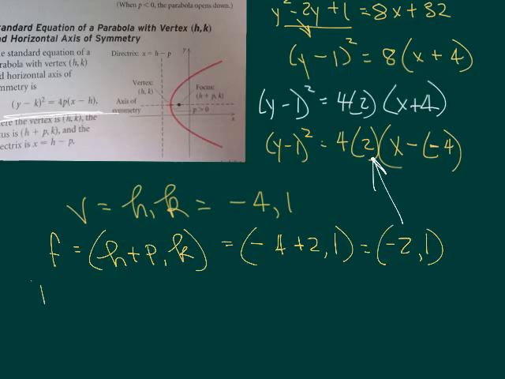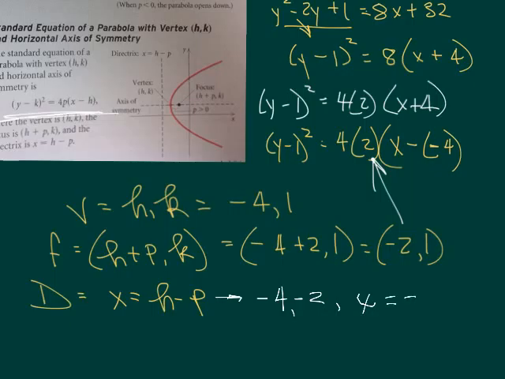And then my directrix is going to be x equals h minus p. Now notice I'm getting all that from over here. See, my directrix is x equals h minus p. So let's stick some numbers in there. So my h is negative 4. Let's see, my p is 2. So it says minus 2, or x equals negative 6. So that means that's where my line is.